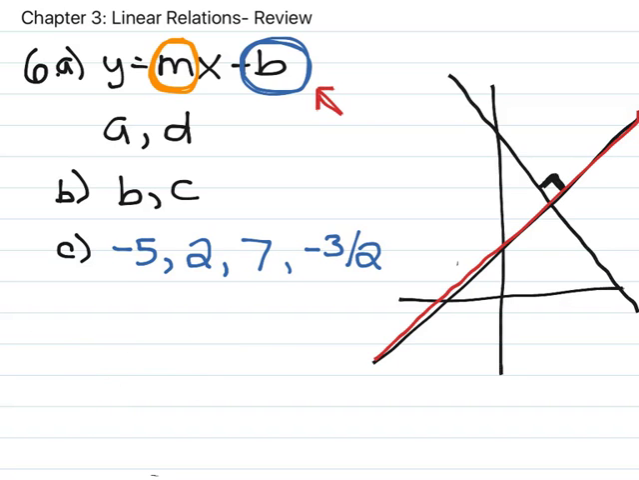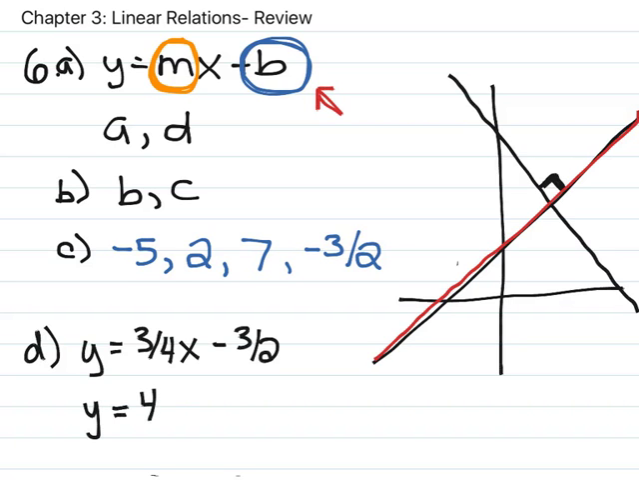And finally, D, you have y equals 3/4 x minus 3 over 2. So again, you're going to flip it and change the sign. So you end up with y equals 4 over 3, it's negative x, and then any b value.